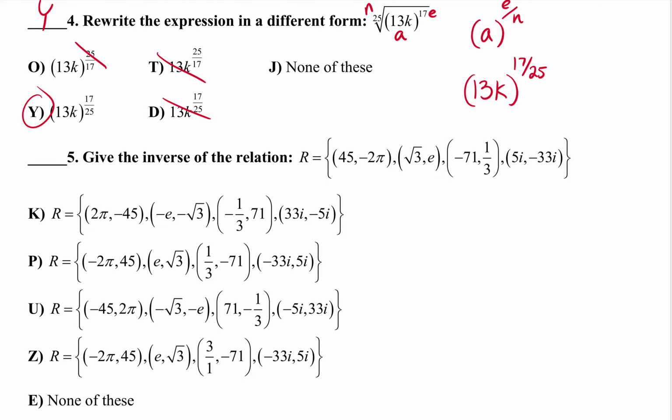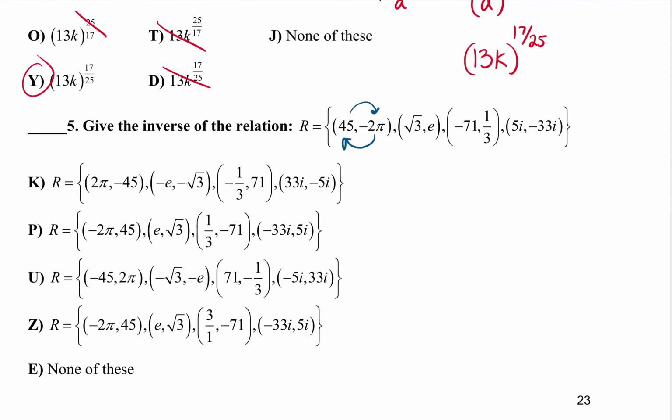Inverse. I know there are some pi's and i's and square roots and e's and all that stuff in here. That's okay, that's simply just for practice. For inverse, I'm just going to take these numbers and switch places. Looking at the first one to start, I should have negative 2 pi and then 45. Eliminate the ones that are wrong. Look at K, it's not negative 2 pi. I don't change the sign, I just change the place. That one's okay, that one's not, that one's okay.